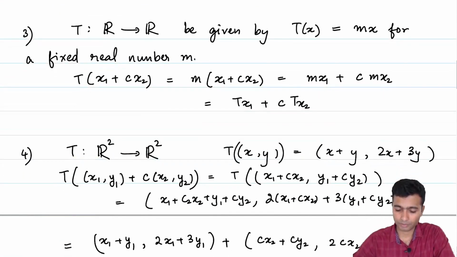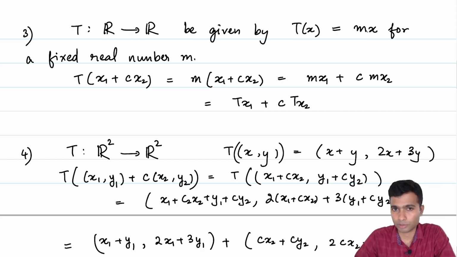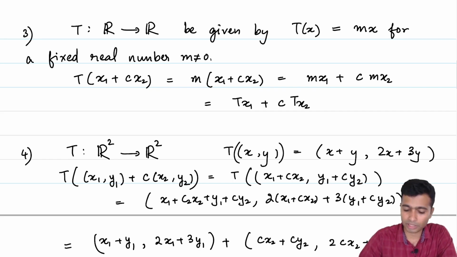Right. What would be the null space here? The null space will again be the collection of all elements x such that m times x is equal to 0. But because m is non-zero, m not equal to 0, let's put this condition here, because if m is equal to 0, it will just be our 0 linear transformation.